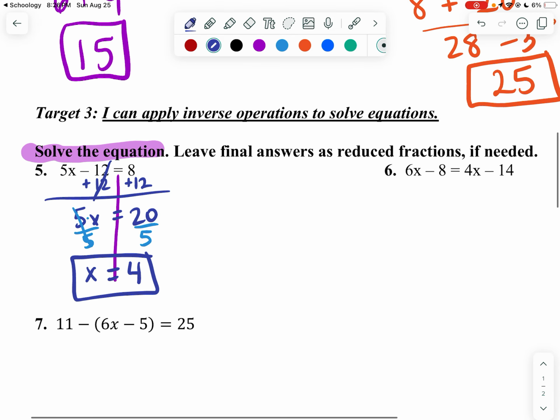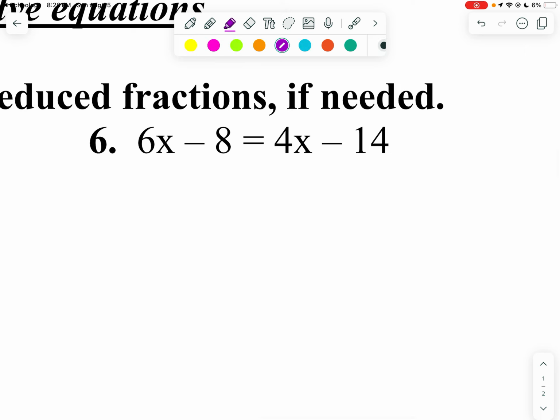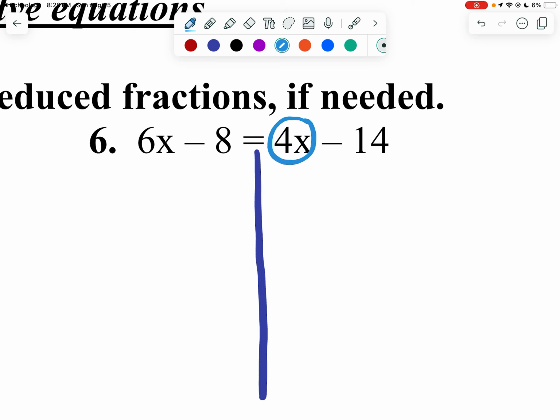Okay, now on a question like number 6, you have x's on both sides. So you can choose what you want to do first. Okay, there's not like one exact right way to do this. Some people like to move the x's first. Some people like to move the numbers first. It really doesn't matter. Maybe I'll move my x's. I'm just going to pick this 4x and I'm going to move it. That's a positive 4x, so to get rid of it, I'm going to subtract.